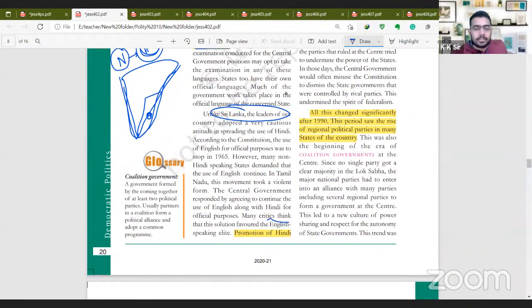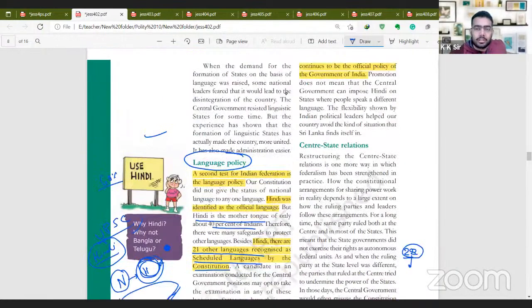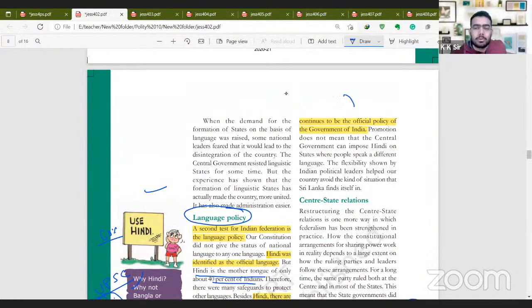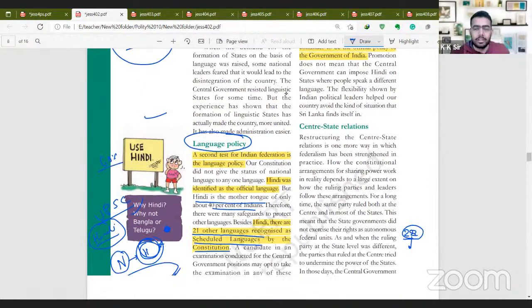Now, many critics think that this solution favored the English speaking elites. So what did the government do? There is a provision in the Constitution: promotion of Hindi continues to be the official policy of the government of India. It says that ultimately the government should try to create one language, and that should be Hindi. So promoting Hindi is a main initiative of the government, or say a constitutional duty of the government. We will discuss this in detail later.